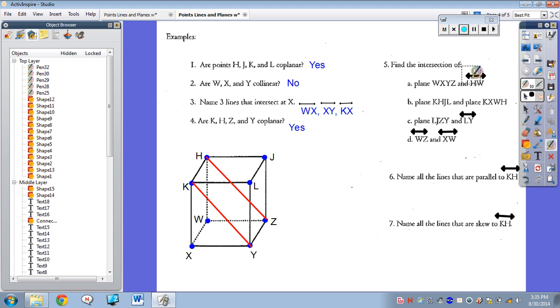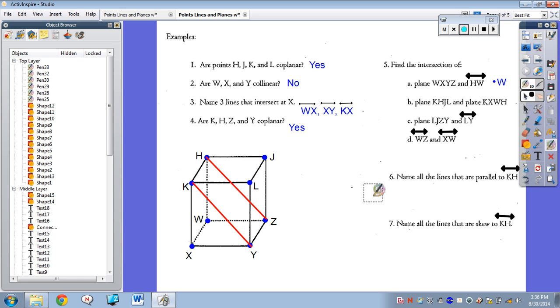Alright, find the intersection of plane WXYZ and line HW. So you're looking at the bottom plane, the bottom of the cube, and you're looking at this line right here. This vertical line is going down, and it's intersecting this bottom plane at point W. So a point, a line, and a plane intersect at a point, just to clarify.